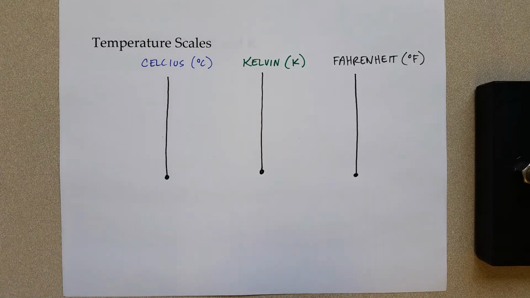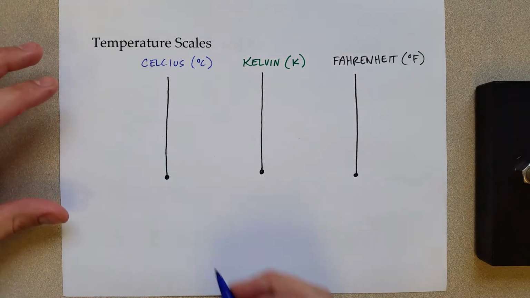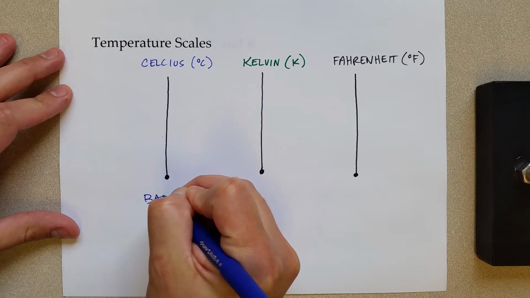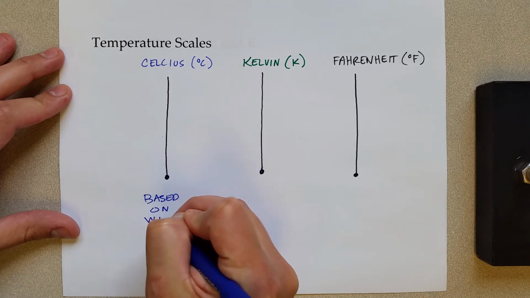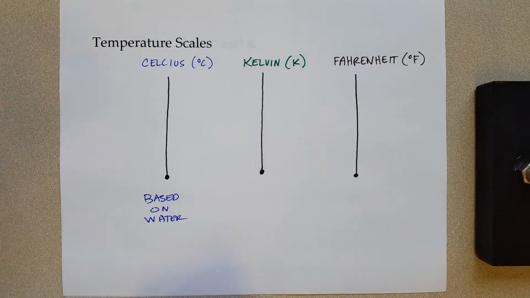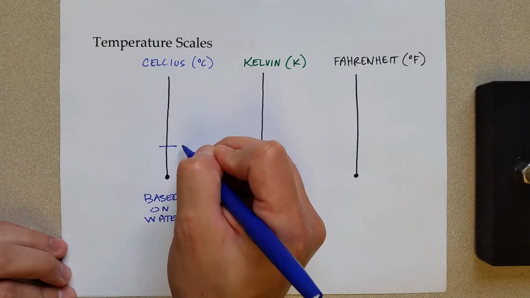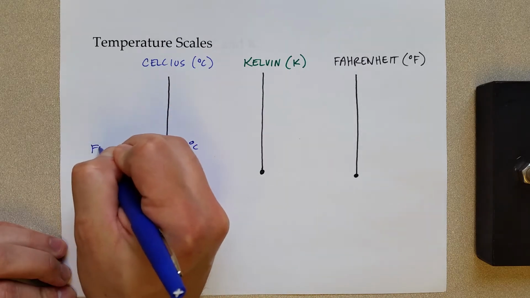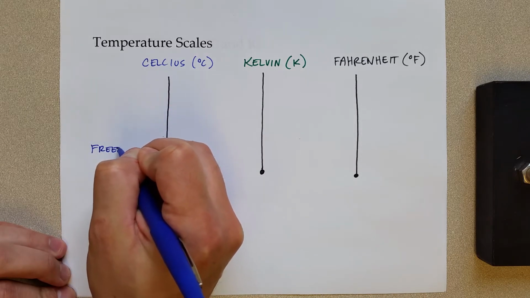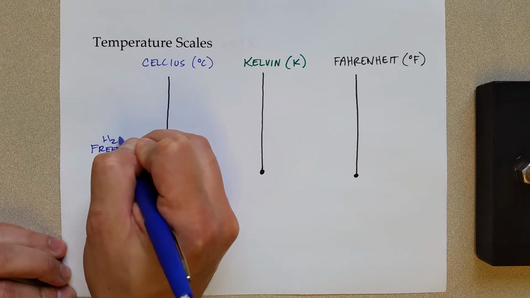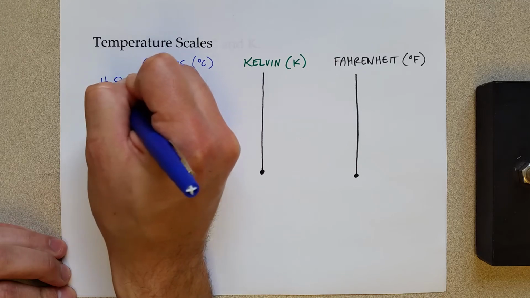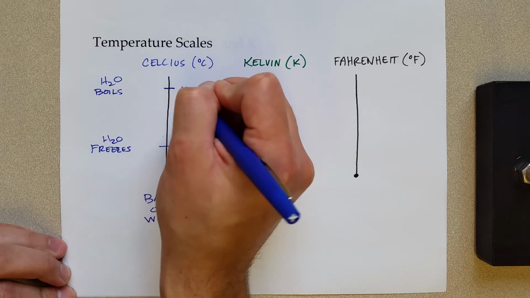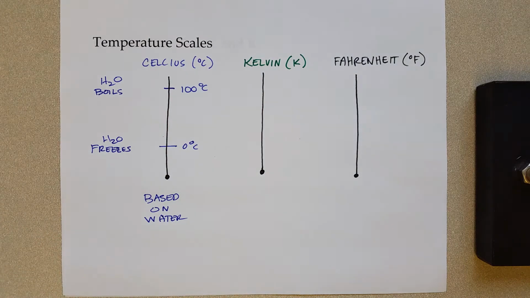The different scales are set up on various mechanisms. The Celsius scale is based on two very important physical properties of water. 0 degrees Celsius was set as the freezing point of water, and then the temperature at which water boils was set to 100 degrees Celsius.